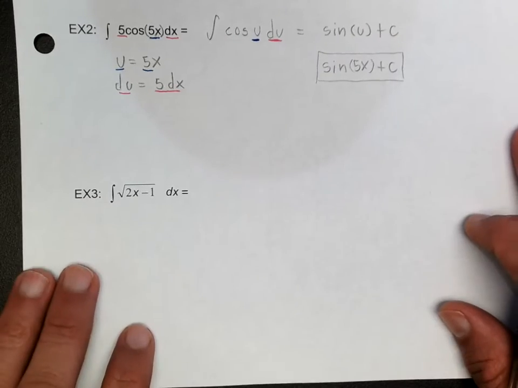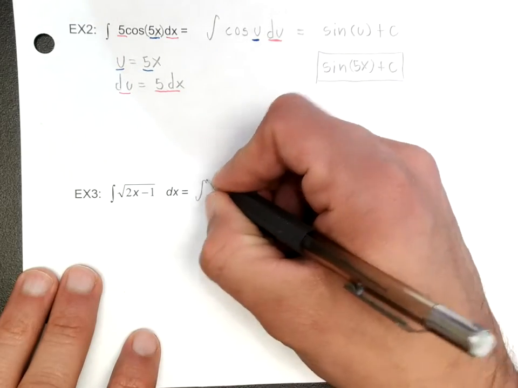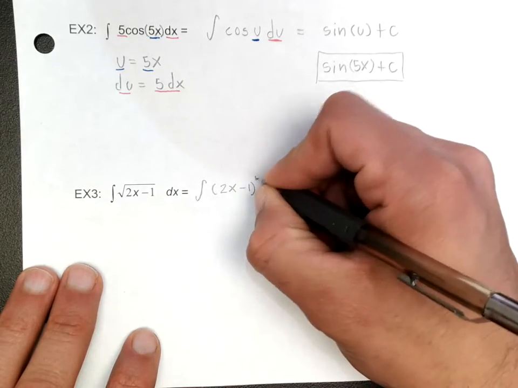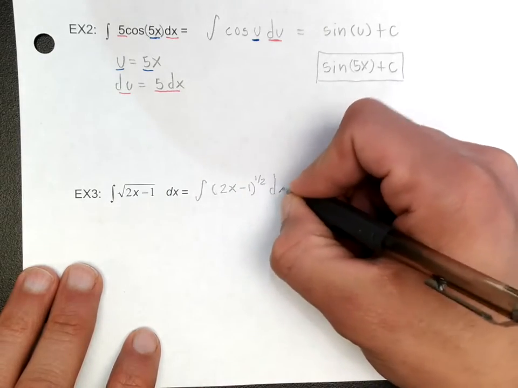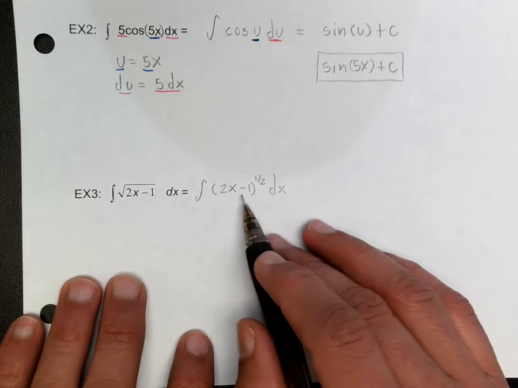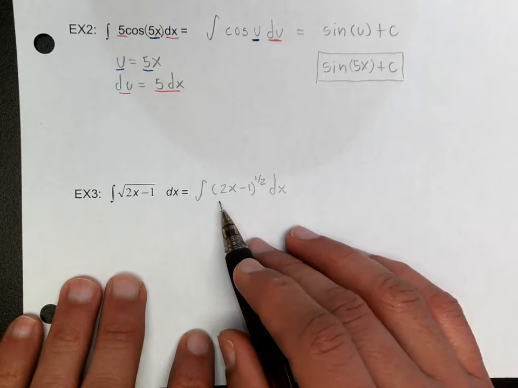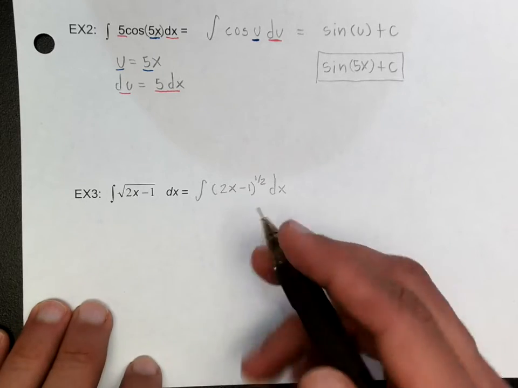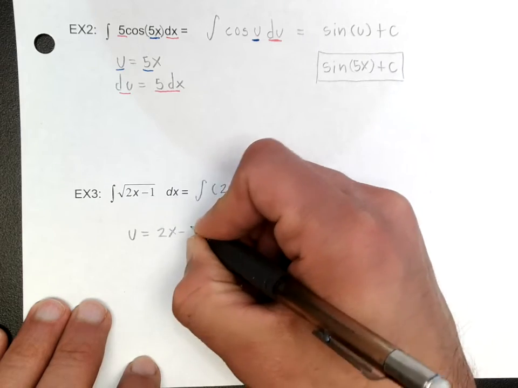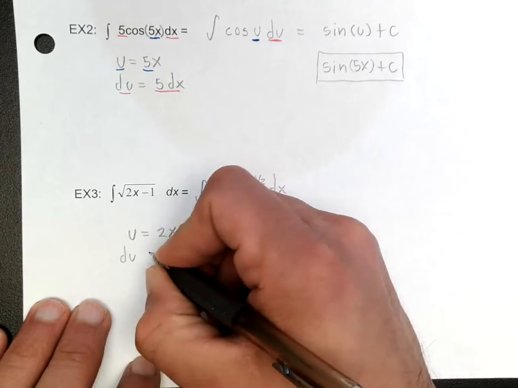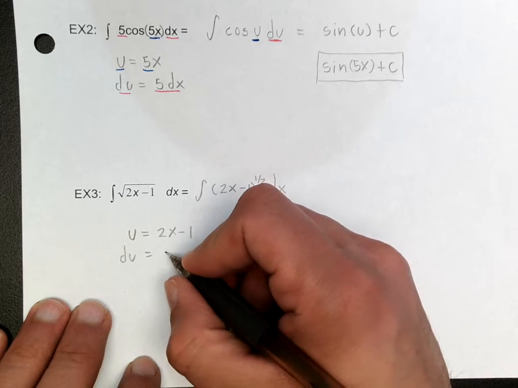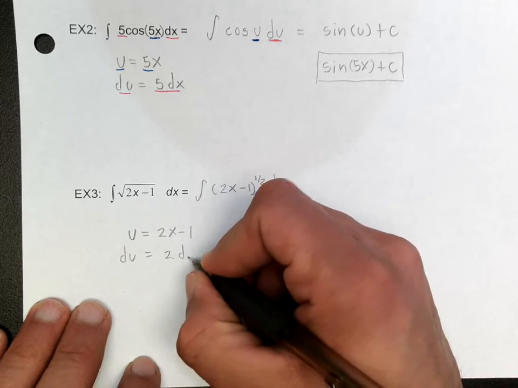Notice that on this one, I could rewrite this as the integral of 2x minus 1 to the 1/2 power dx. I have this quantity and it's being raised to a power, so this 2x minus 1 is going to be u. So u is 2x minus 1, and du, the derivative of this, is going to be equal to 2 dx.